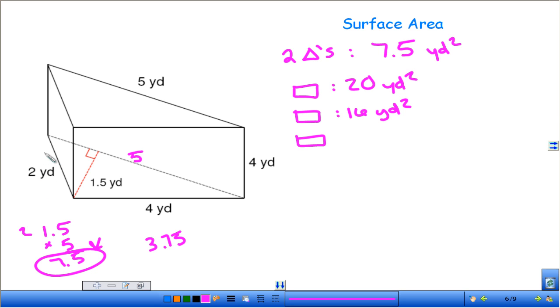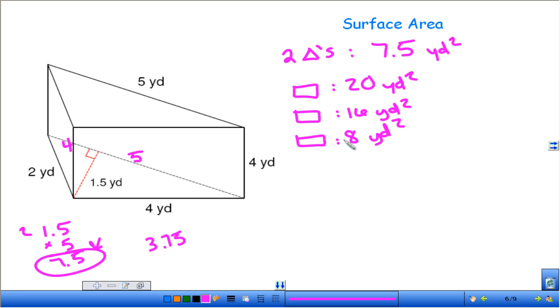And then this one over here, what's the base of this one? 2. And what's the height of this one? 4. So what's 2 times 4? 8. So we have 8 yards squared. Yes? Wouldn't the one in the front, 4 yards by 4 yards, technically be a square? Yeah. A square is a rectangle, right? Right. I could call it a rectangle. It doesn't look very accurate, but that's okay. They give you measurements, you have to go by them.